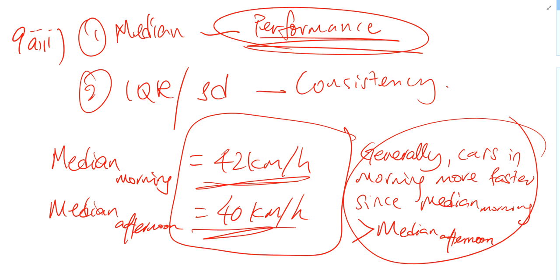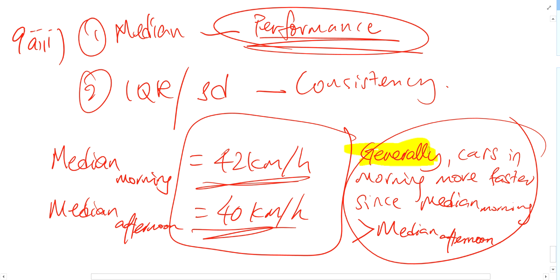So that is the performance. I write down the word generally. Why is it important to have this word? Yeah, not all cars are faster. Some are faster, some are slower, right? I definitely have some cars in the afternoon which are faster than the cars in the morning. But generally, the overall performance, cars in the morning are a bit faster.